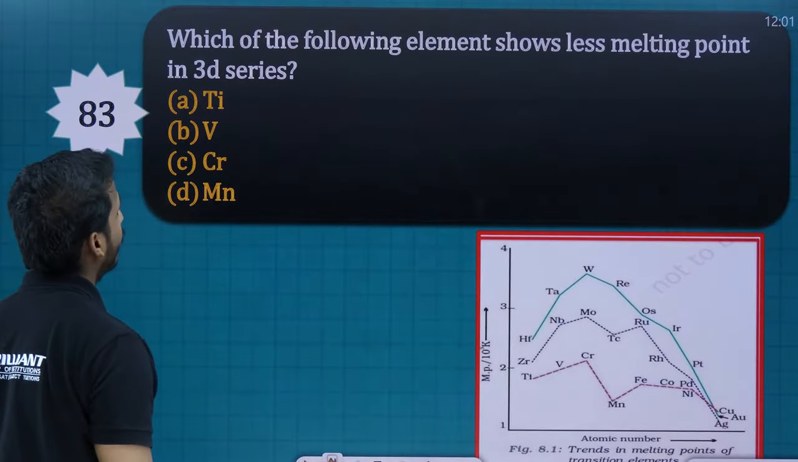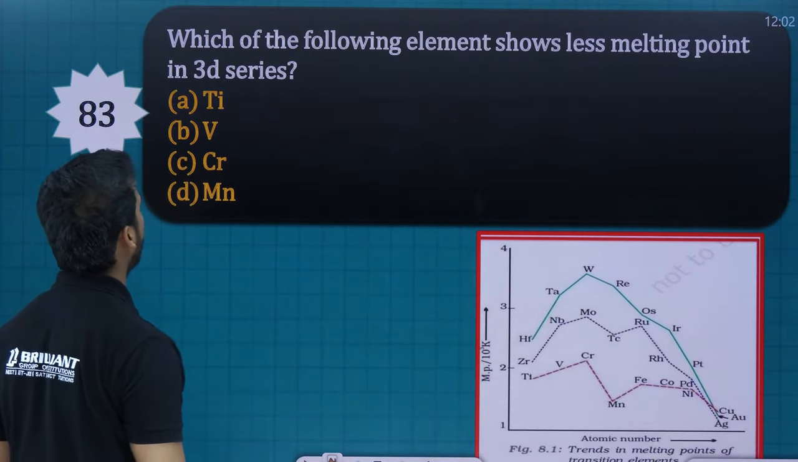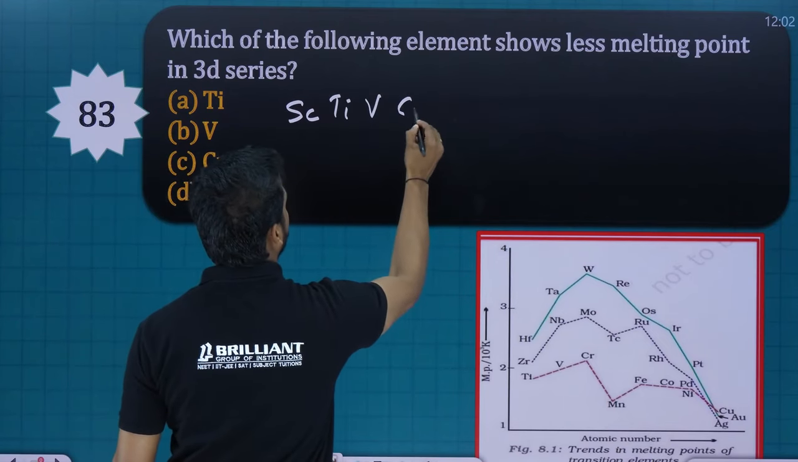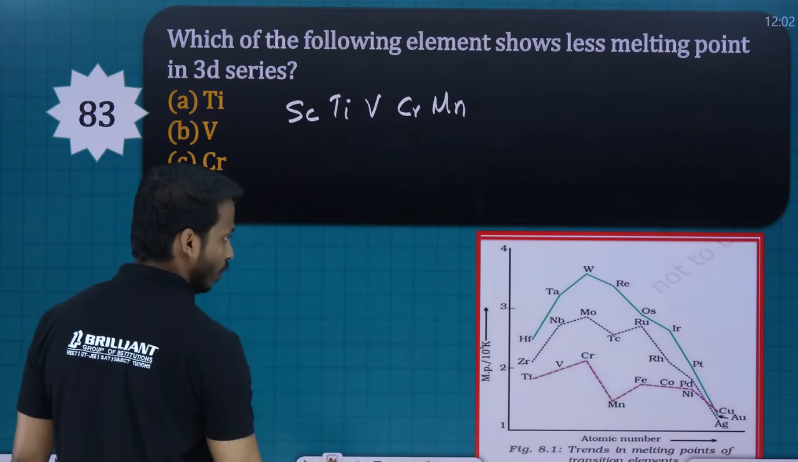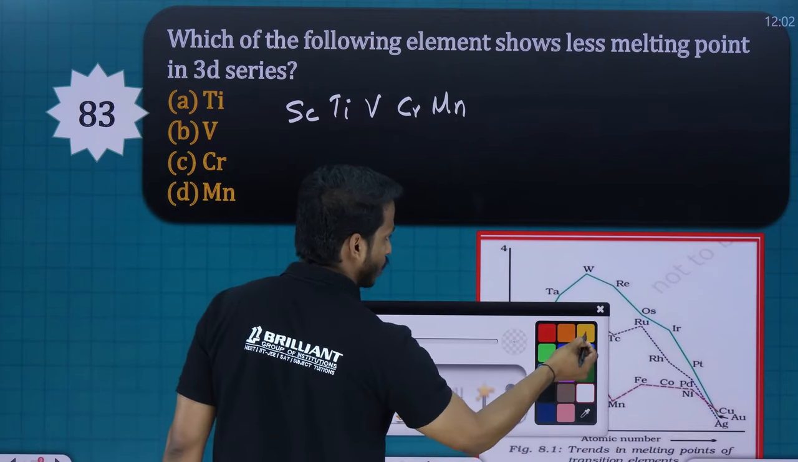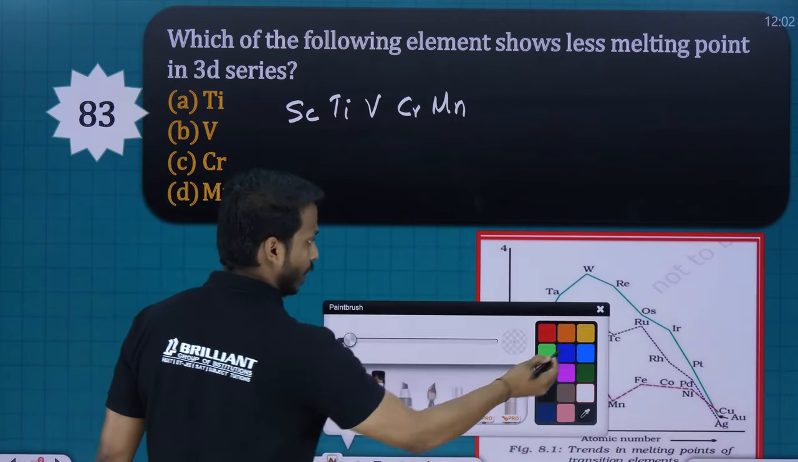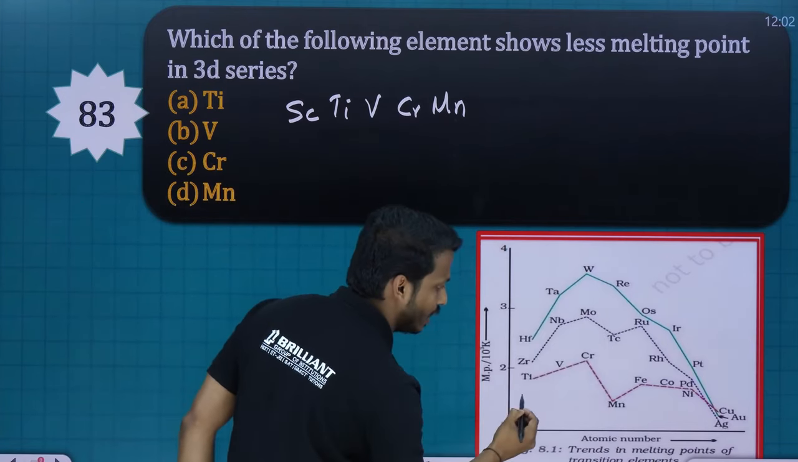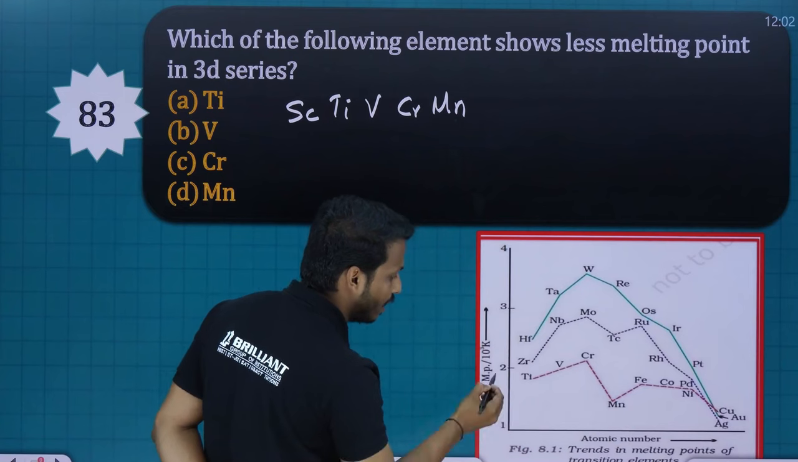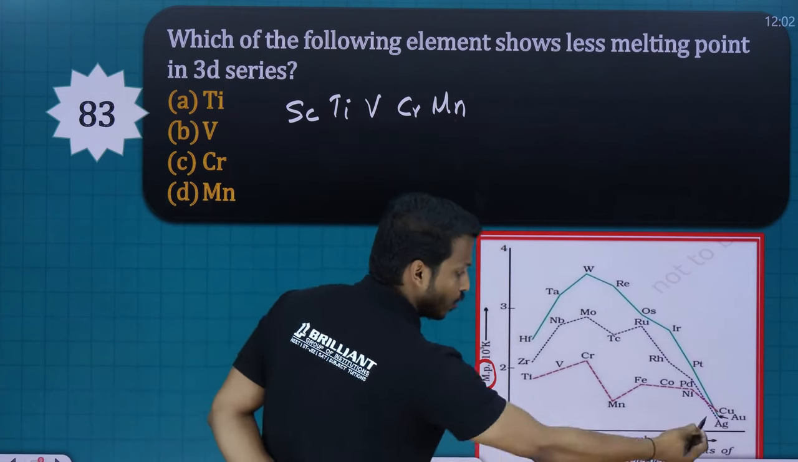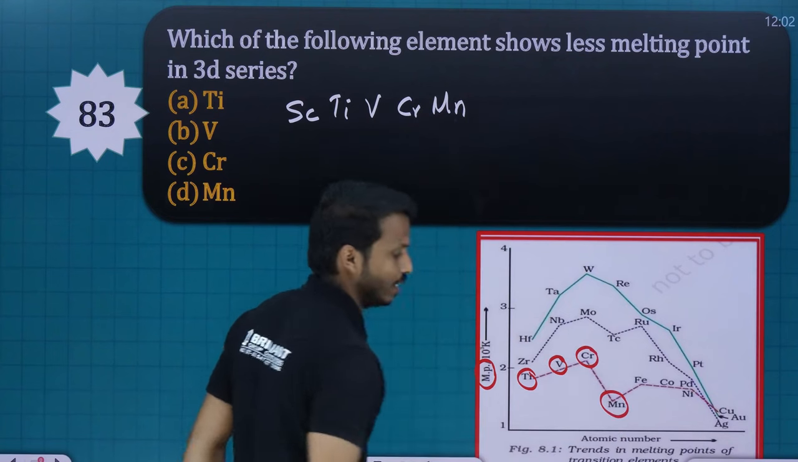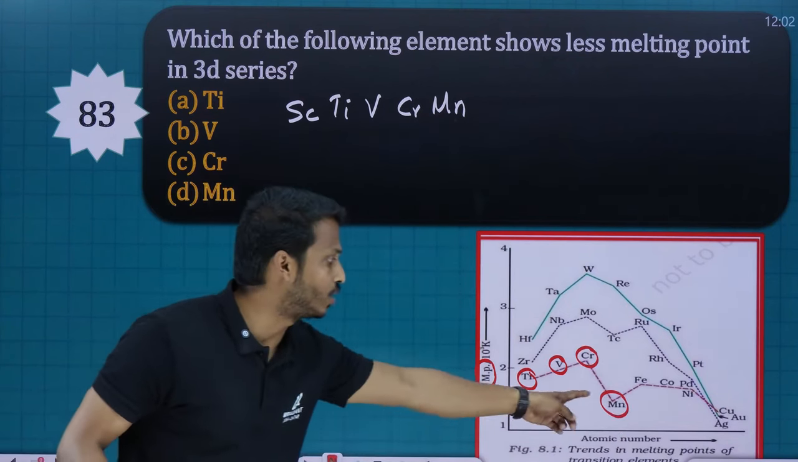Question 83. Which of the following elements shows the lowest melting point in the 3d series? We know scandium, titanium, vanadium, chromium, manganese. You may have seen this graph in class also. This is the 3d series. Please observe this graph. The melting point increases as atomic number increases: titanium, vanadium, chromium, manganese. Which one has the low melting point?